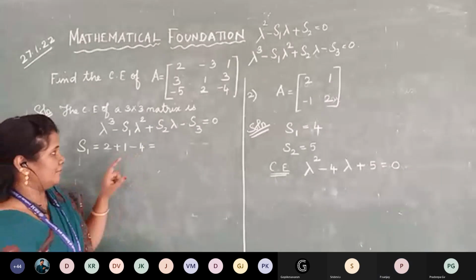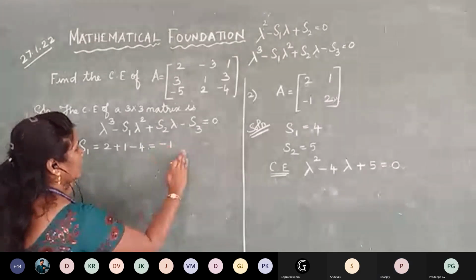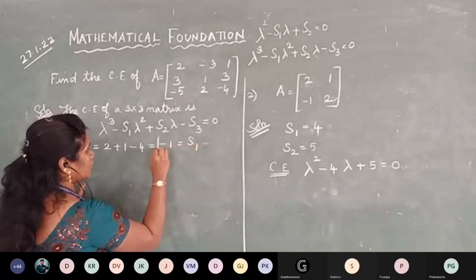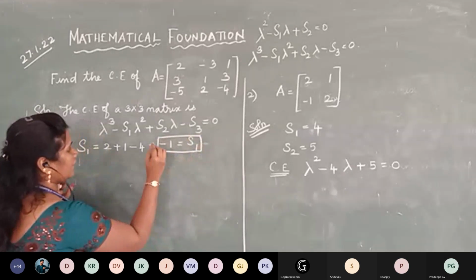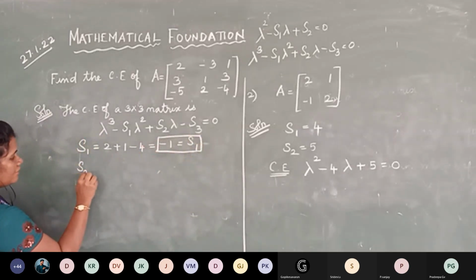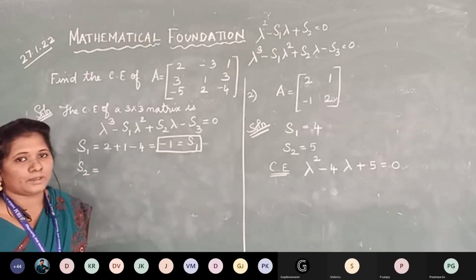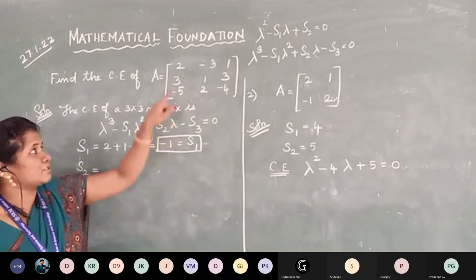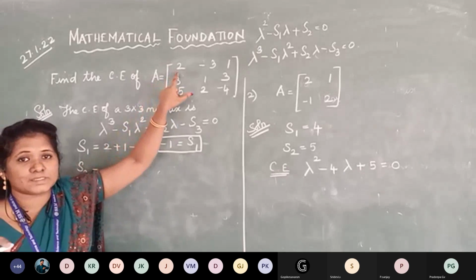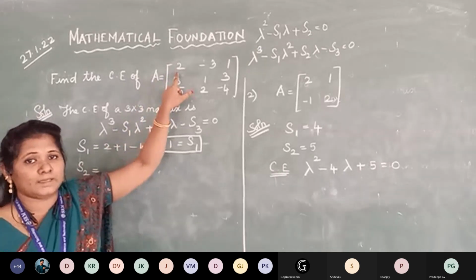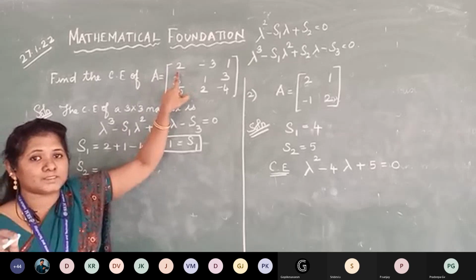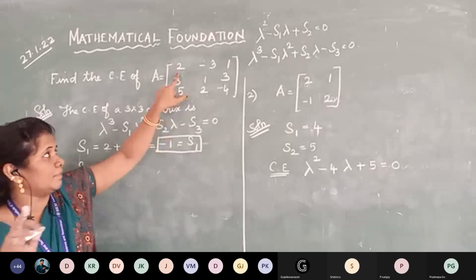2 plus 1 minus. Very good. It is minus 1. So your S1 is equal to minus 1. And then your S2. Now I will tell you how you have to find out your minors. Please listen, then you can write it down. You are finding out the sum of the minors of the main diagonal elements. Remember that it is the sum of the main diagonal elements.